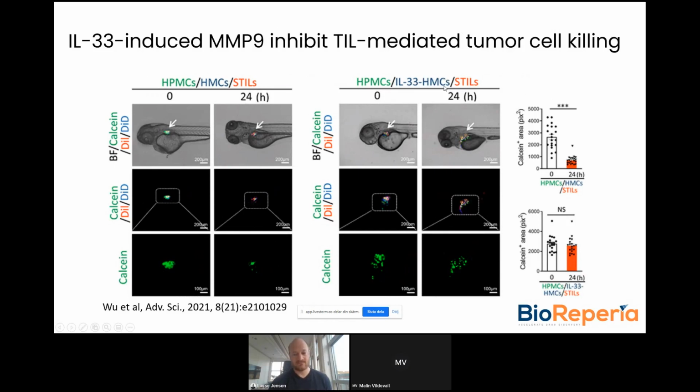However, if the same macrophages were pre-treated with IL-33, which these authors found led to an induction of MMP9 by the macrophages that in turn cut MHC class 1 from the melanoma cells, meaning that the TILs could not recognize the melanoma cells any longer, now the TILs could also not kill the melanoma cells. The melanomas remained at the same volume 24 hours after adding the TILs. No significant difference in size.